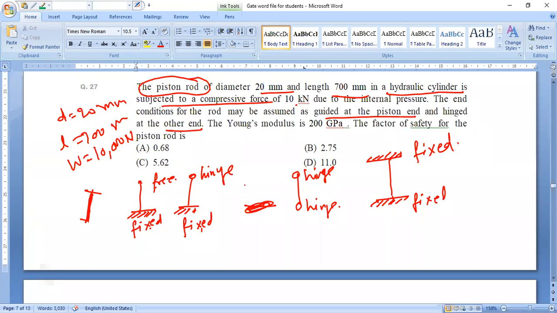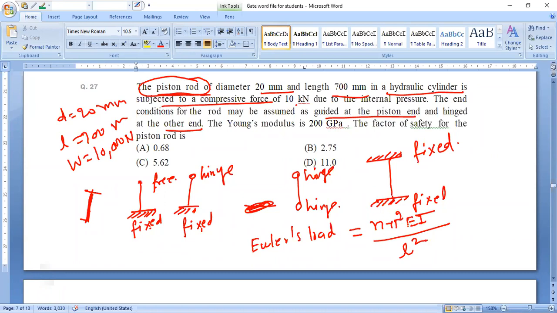For these conditions, how much can this rod bear? You must have read a concept in column theory, Euler's load. Euler's load is given by n times pi square EI divided by L square. Here L is the length of the column. In our case, it is the length of the piston rod. The piston rod is behaving like a column in this question, so we will apply column theory here.